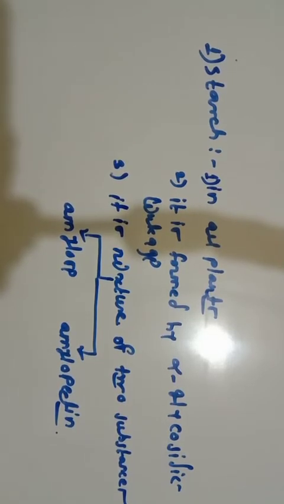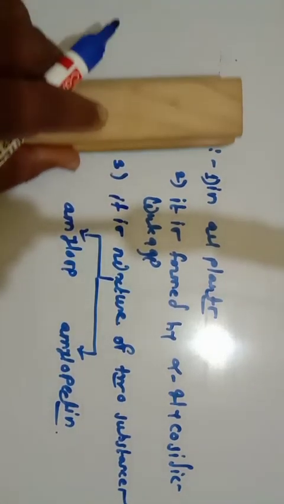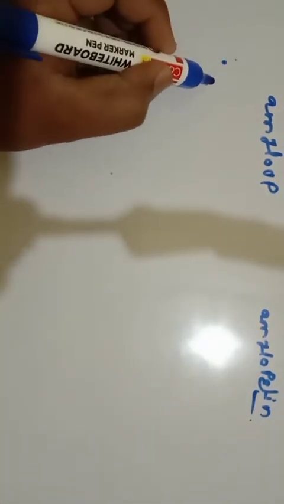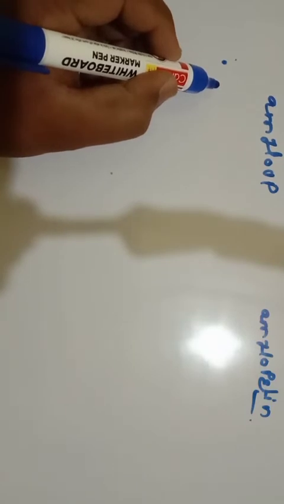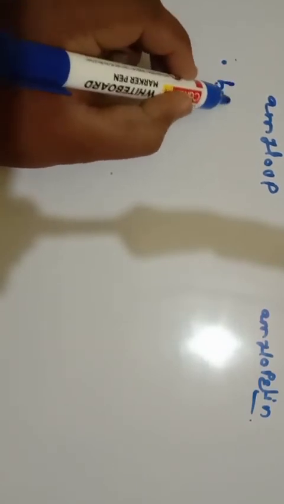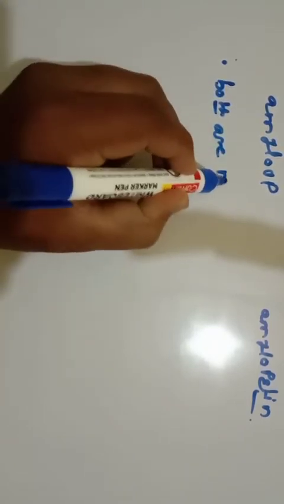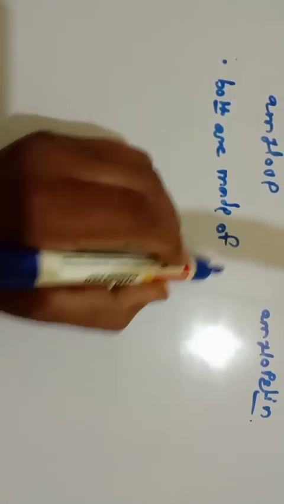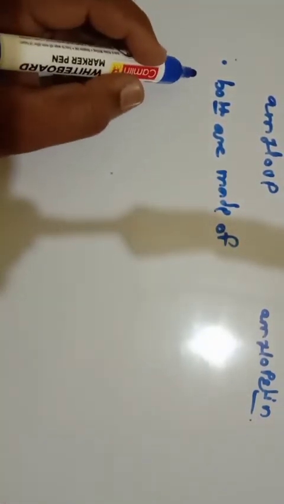So what is this amylose and amylopectin? Let us discuss it. We will see some distinguishing points regarding amylose and amylopectin. So this is your amylose, and here this is your amylopectin. The first point, common in both amylose and amylopectin, is that both are made of glucopyranose.